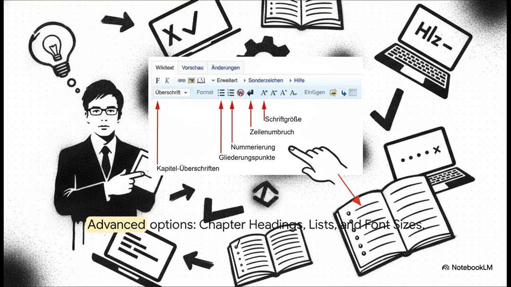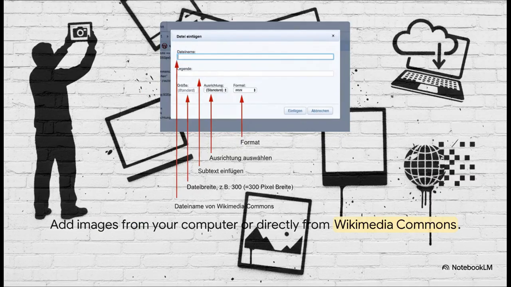Now, let's check out the advanced options for structuring your content. See here? You've got tools for creating chapter headings, adding numbered or bulleted lists, and even controlling the font sizes. This is really how you make your content look professional and make it super easy for your students to read. You know what they say, a picture is worth 1,000 words, right?